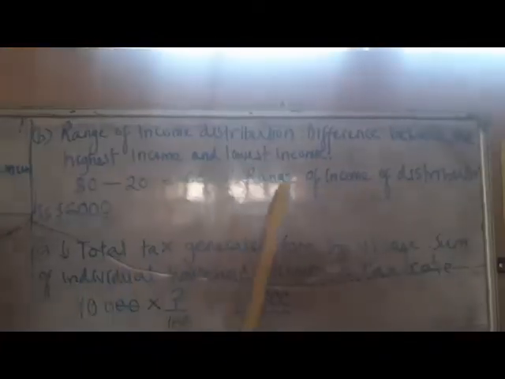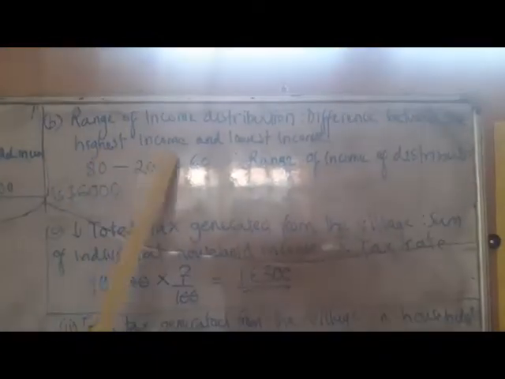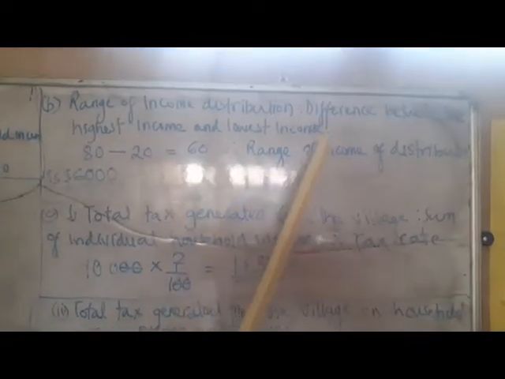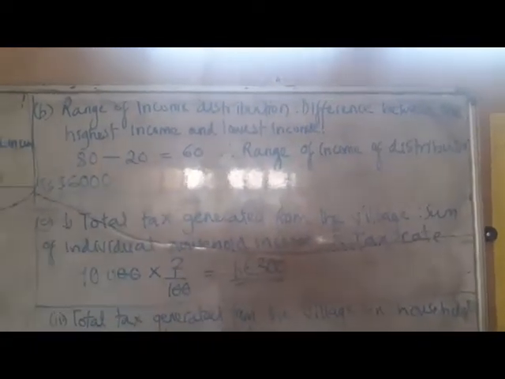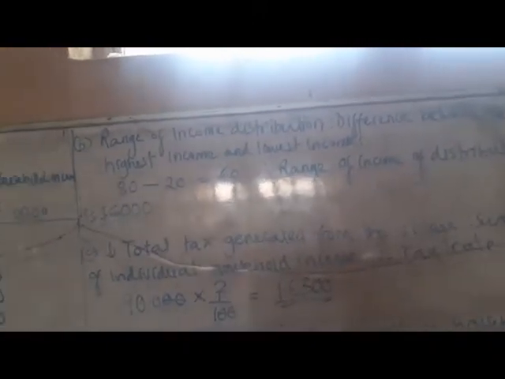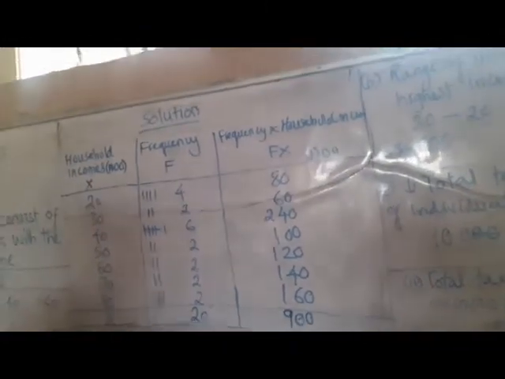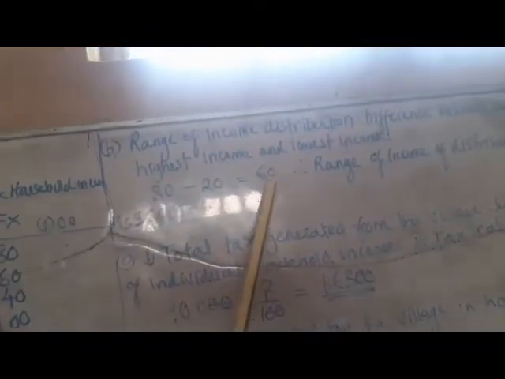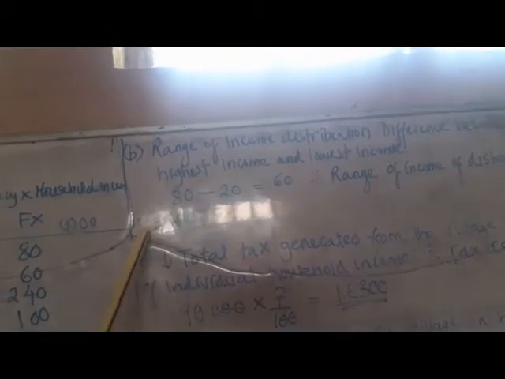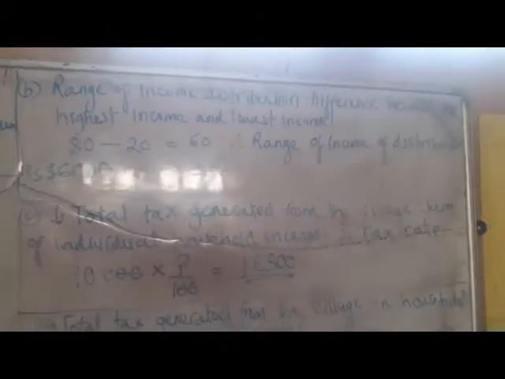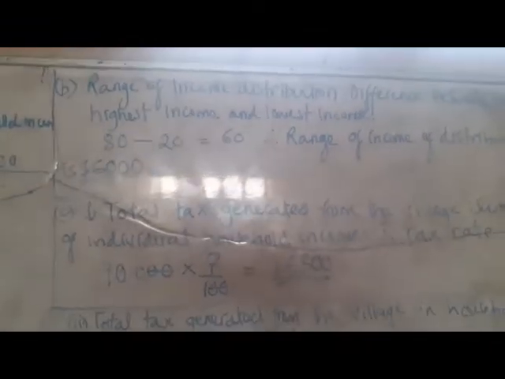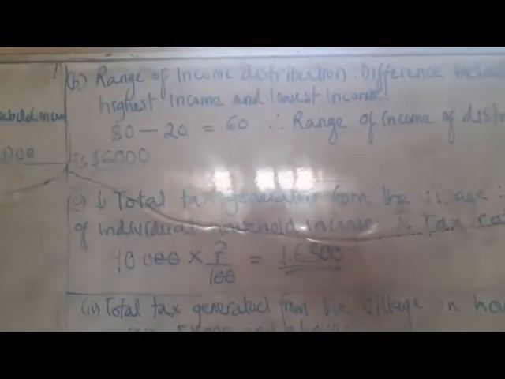Now, let's look at the range. What is the range of income distribution? The range of income distribution is always the difference between the highest income and the lowest income. Difference in mathematics is subtraction. So from our frequency table here, you have 80 as the highest and 20 as the lowest. So 80 minus 20 is 60. You add the two zeros to it, which is 6,000. So the range of income distribution is $6,000.